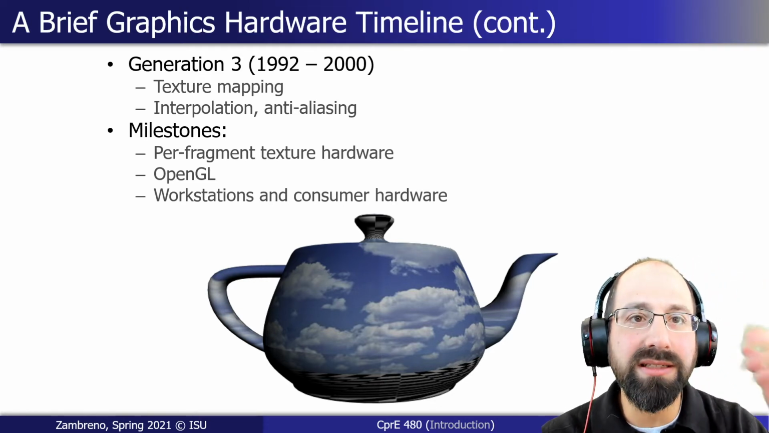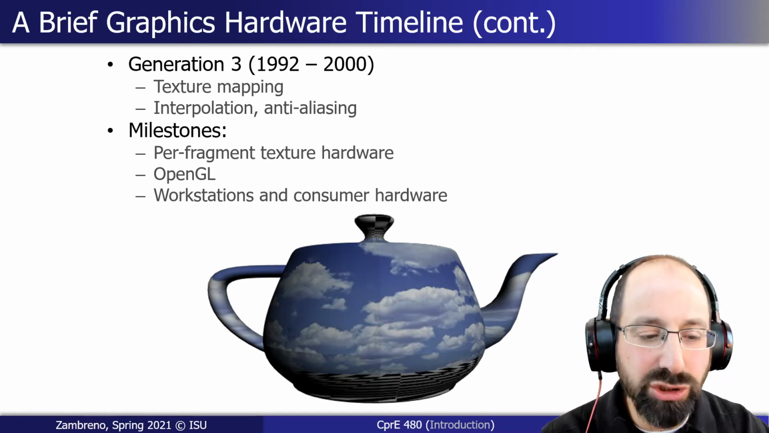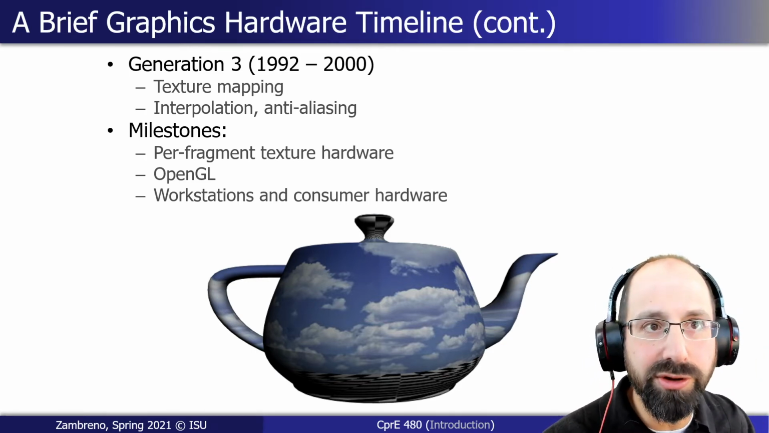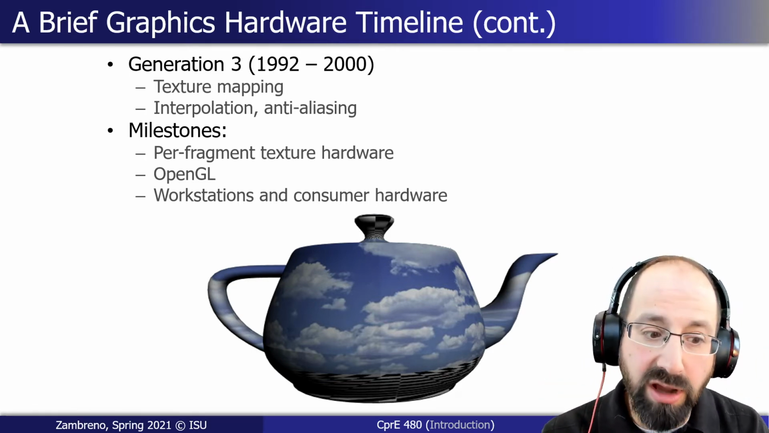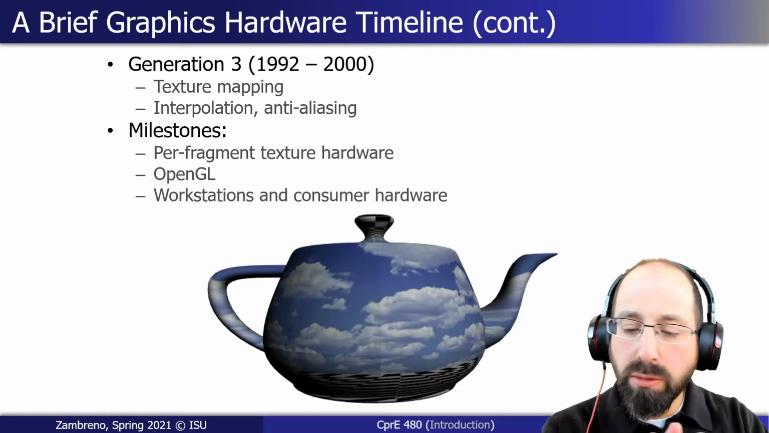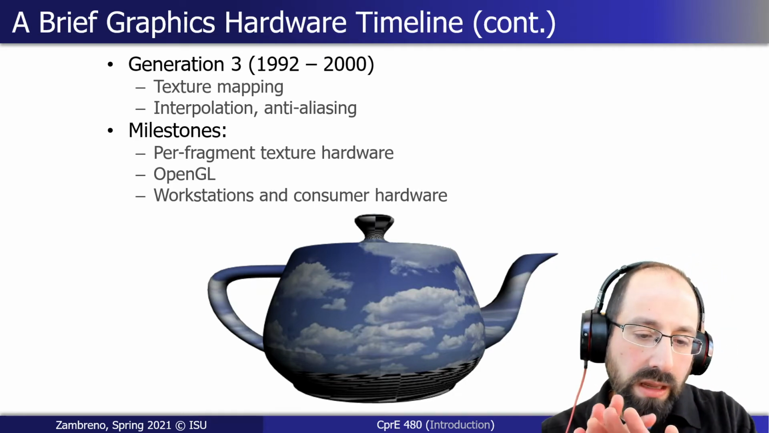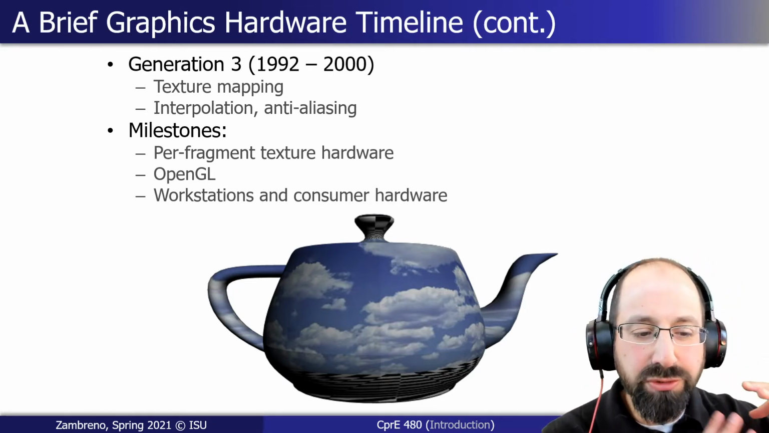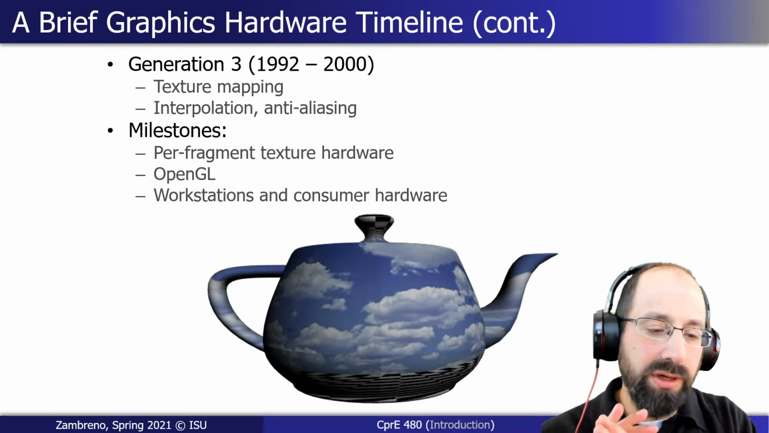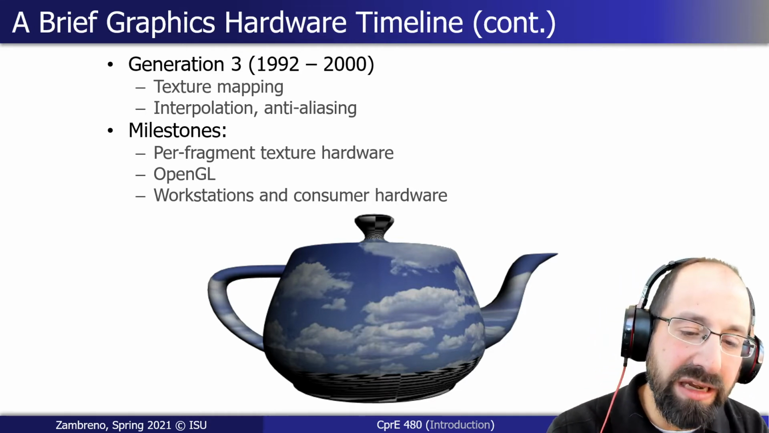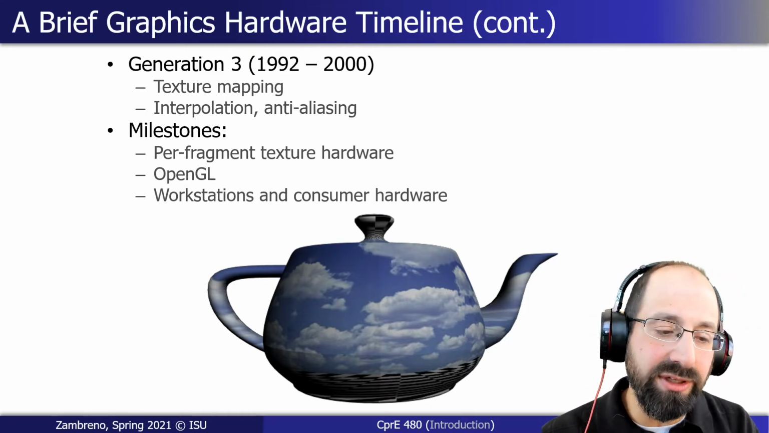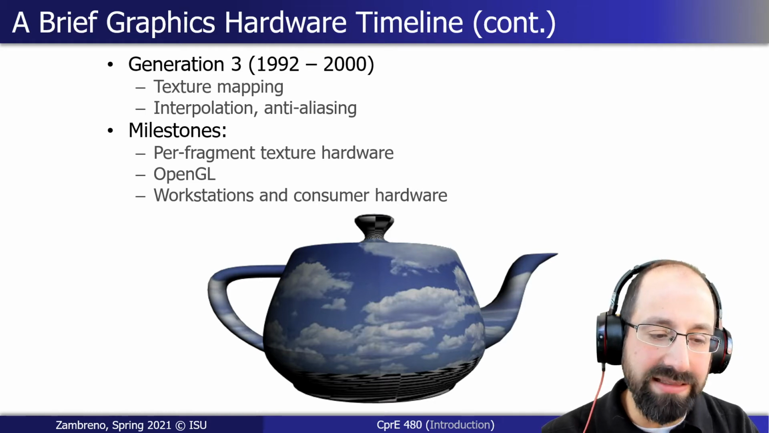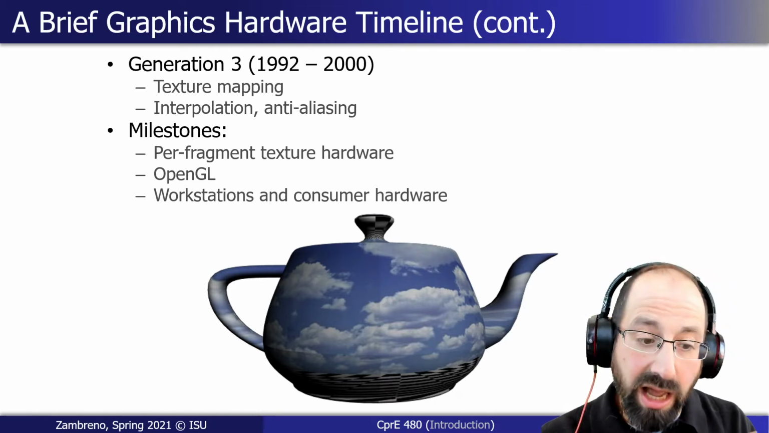So I talk about texture mapping and per fragment texture hardware being part of that third generation. We will definitely talk about texture mapping this semester, but you can think of it as that wrapping paper type of effect. I have usually a two-dimensional image, and I want to wrap that around potentially a three-dimensional shape, and that's what allows you to get all sorts of things that you can't otherwise easily describe using just geometry itself.